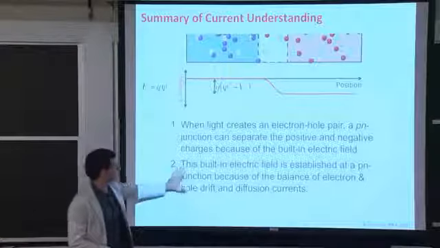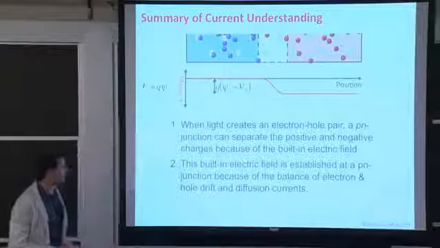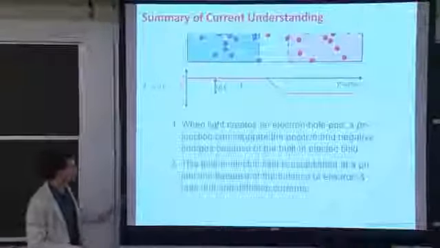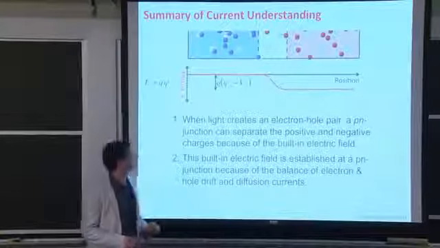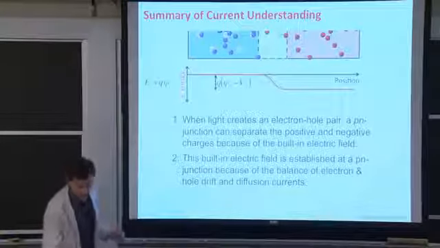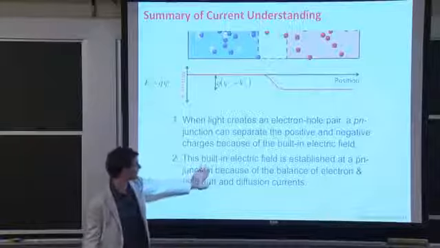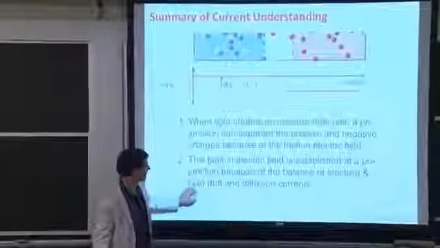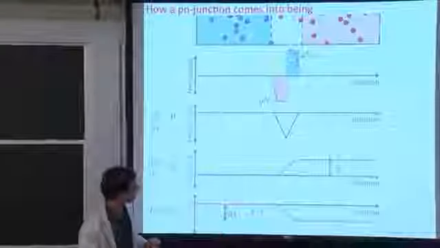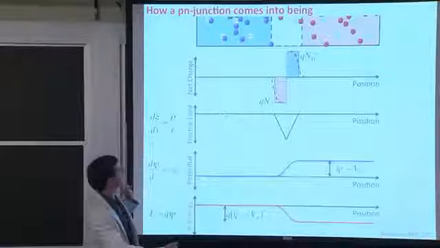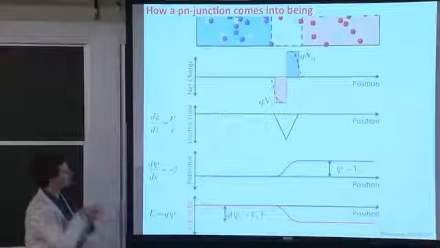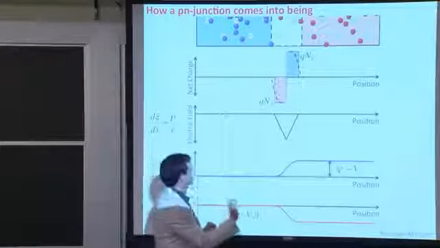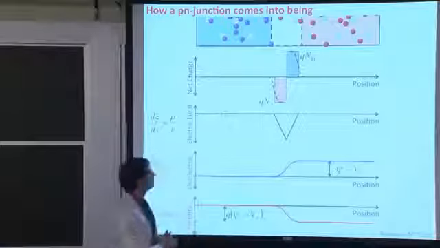The built-in electric field is established at a p-n junction because of the balance of electron and hole drift and diffusion currents. Let me be more precise about this one point right here: the built-in electric field is established at a p-n junction because of the balance of electron drift and diffusion. We talked about that, but hole drift and diffusion as well. So if we go back over to here, notice how the electron drift and diffusion are opposed and equal and opposite to the hole diffusion and drift.